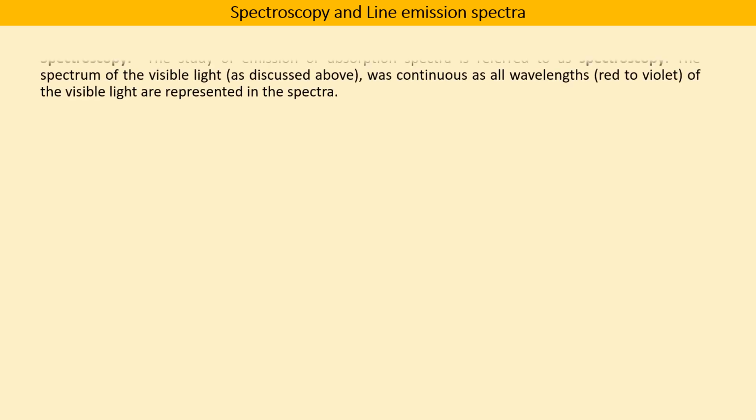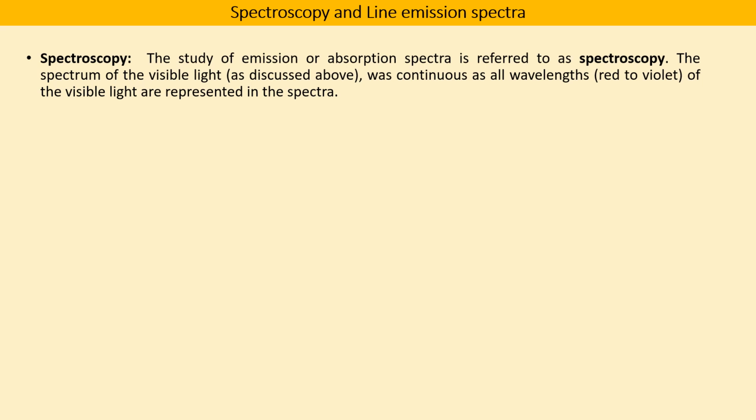Spectroscopy and line emission spectra. The study of emission or absorption spectra is referred to as spectroscopy. The spectrum of visible light was continuous, as all wavelengths, that is red light to violet light, of the visible light are represented in the spectra.